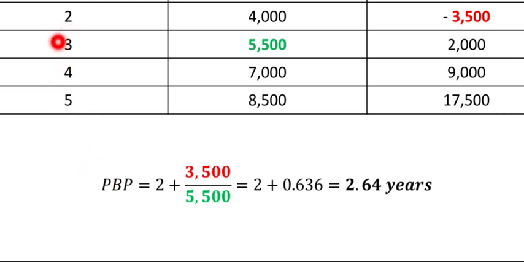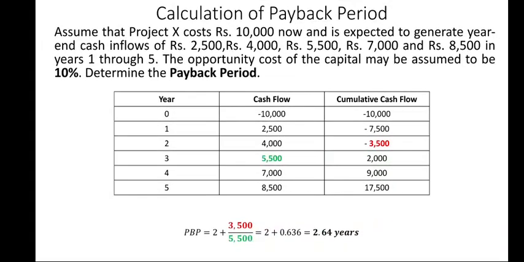So it would be greater than 2, so 2 plus the amount which has to be recovered, that is 3,500 rupees, and next year's income, that is 5,500. So 3,500 is yet to be recovered, and 5,500 rupees is the income of the next year. Therefore 2 plus 3,500 divided by 5,500 comes out to be 2 plus 0.636. This means that we will be able to recover the amount, that is 10,000 rupees, in 2.64 years. Like this we can calculate the payback period.